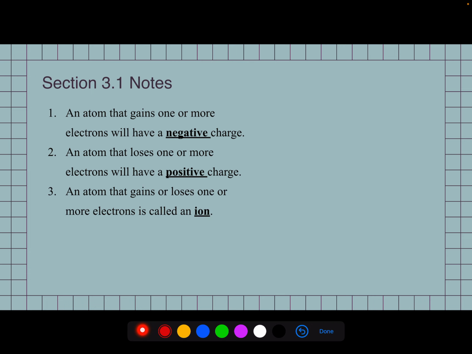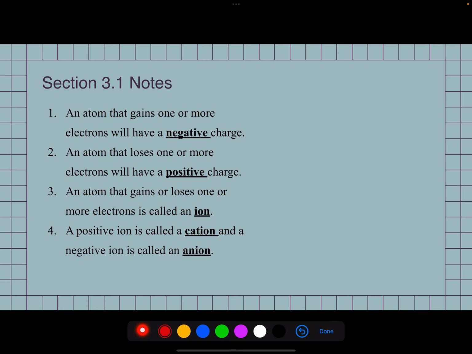Okay. And then number three, an atom that gains or loses one or more electrons is called an ion. Okay. So we talked about it in the very beginning how an atom, when it gains or loses an electron, it turns into an ion, and then that ion is split into two different types of names. Those names are cation and anion. That's what number four is. So a positive ion is called a cation, and a negative ion is called an anion.